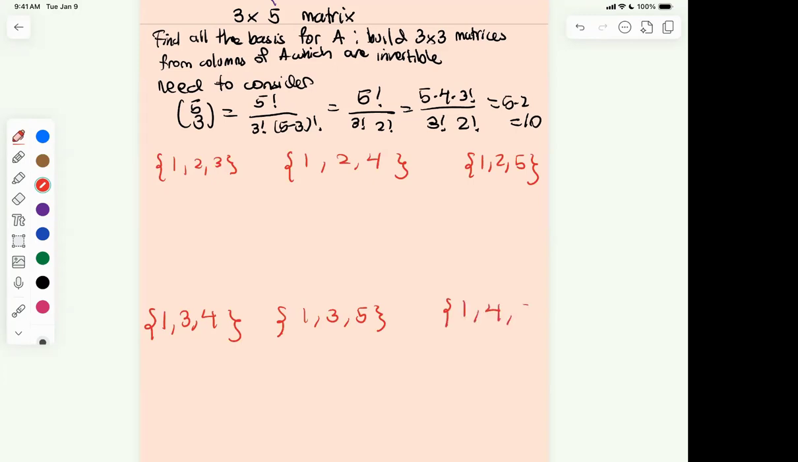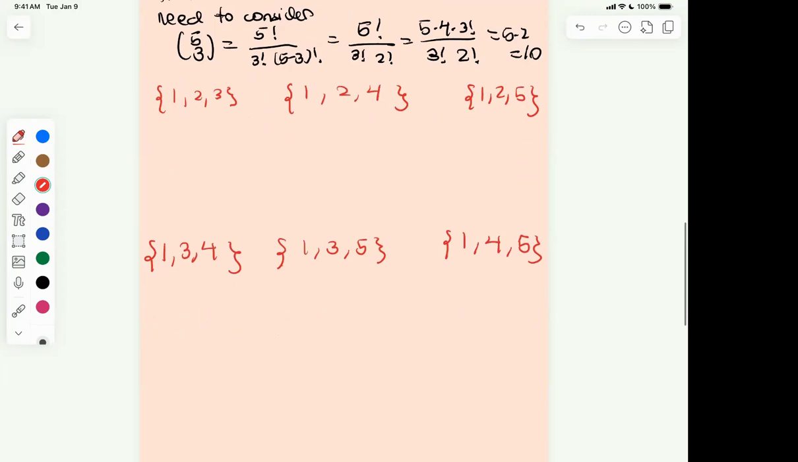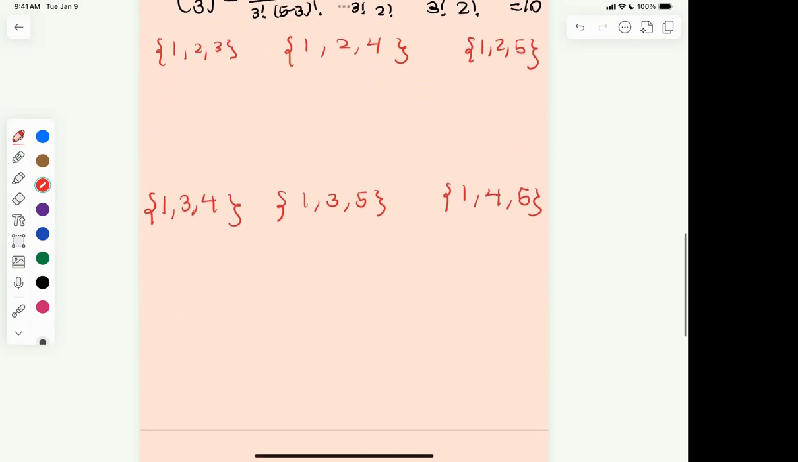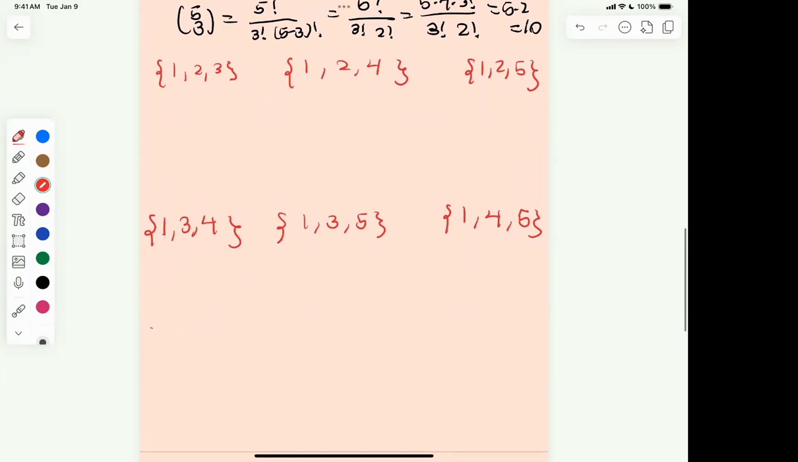1, 4, 5. And I cannot continue, right? Because I cannot do 1, 5, because if I do 1, 5, there's nothing else left to put. So perfect. That already gives us 6 of the 10 candidates, only 4 more to find, right? So I'll try to fit the last 4 here.